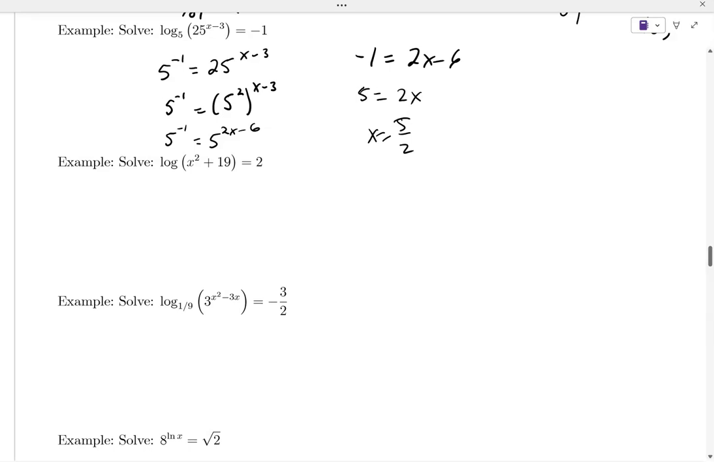This one says log of x squared plus 19 equals 2. Now notice there's no base on it, but it says log, so what do we assume is the base? Base 10. So how can we rewrite that? Good. Yep, 10 squared equals x squared plus 19. So 10 squared is 100.